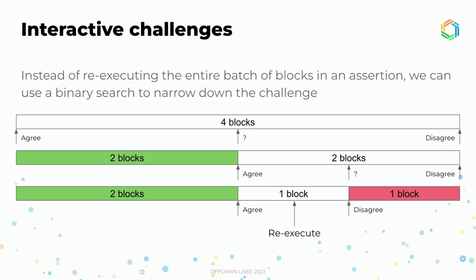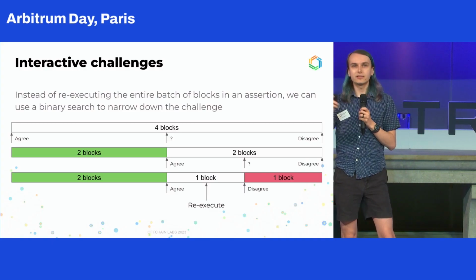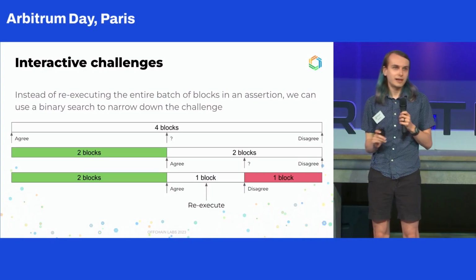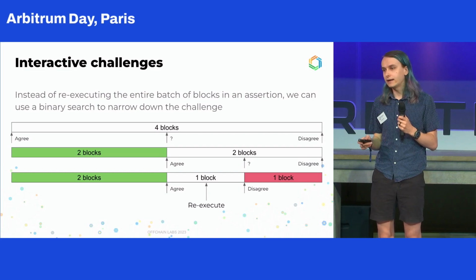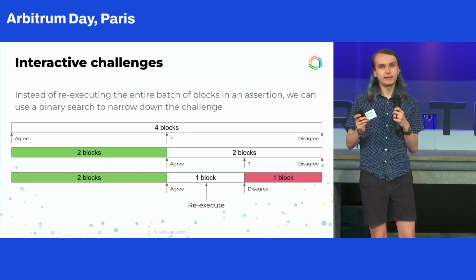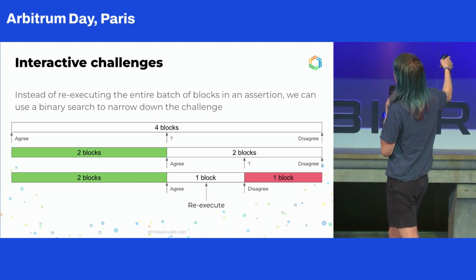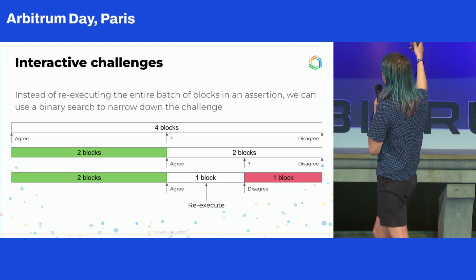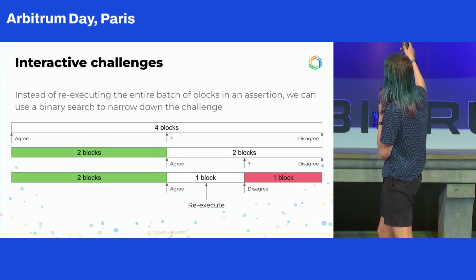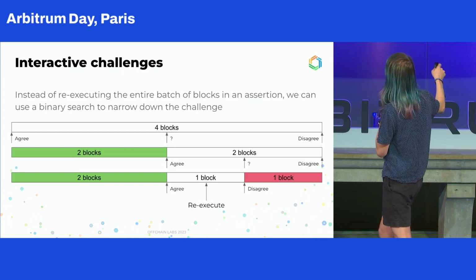So then we break it down in half again. We do the same thing. We say 3 blocks in, what block hash does each validator have? And let's say they disagree there. Well, now we have a single block disagreement that we can re-execute here. And even if we couldn't re-execute the full 4 blocks, we can re-execute this 1 block.